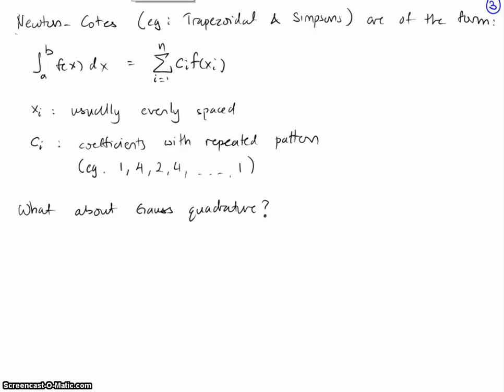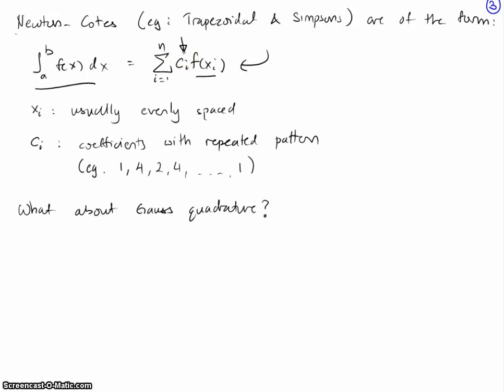With Newton-Cotes methods, such as the trapezoidal rule and Simpson's one-third, the integral can be written in a form like this. So you have an integral from a to b of your function f(x), and in general terms you can always write it as a summation of the values of f evaluated at certain points x and multiplied by the coefficient c, where c basically has some form of a repeated pattern.